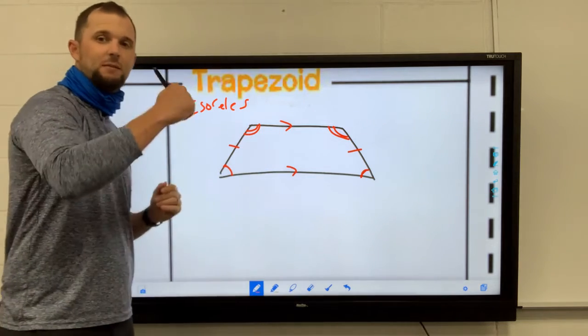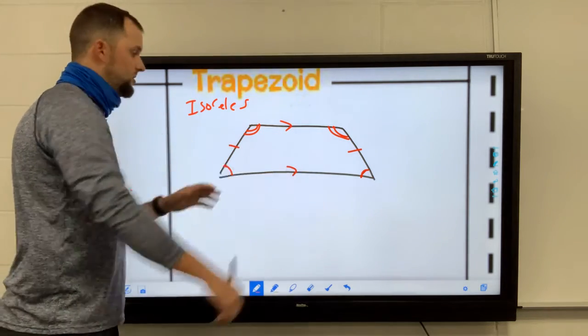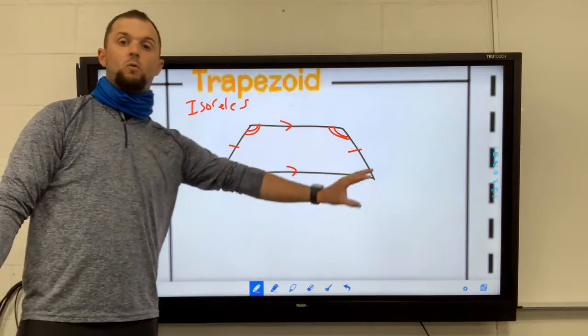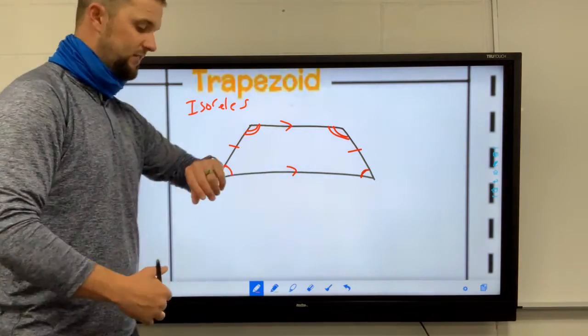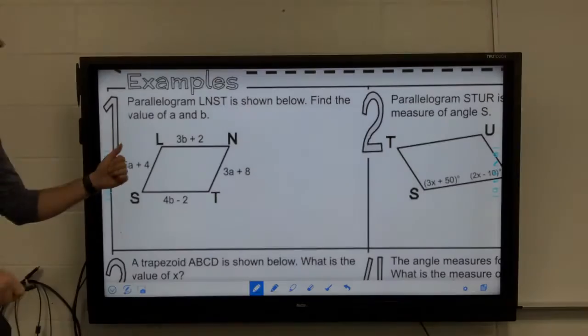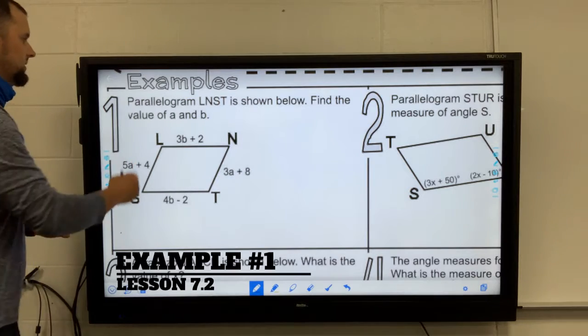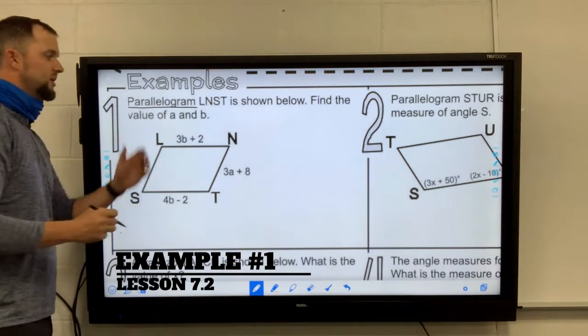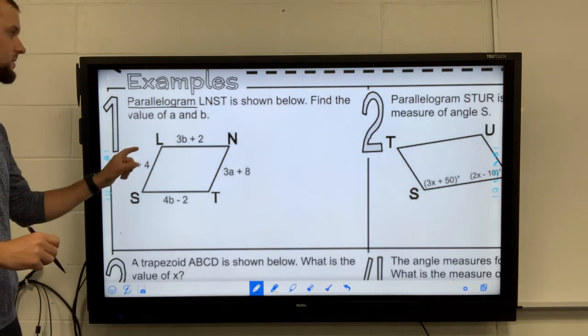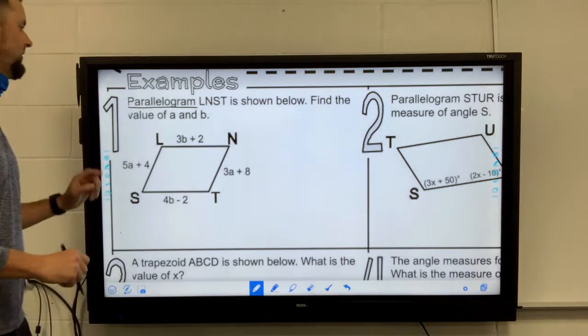So make sure everything that I'm saying, guys, you're writing all these definitions underneath here, so that you understand fully exactly what these shapes are. All right, so let's look at example number 1. On example number 1, it says we have a parallelogram, so it's automatically telling us what this shape is. It's shown below. We need to find the value of a and b.